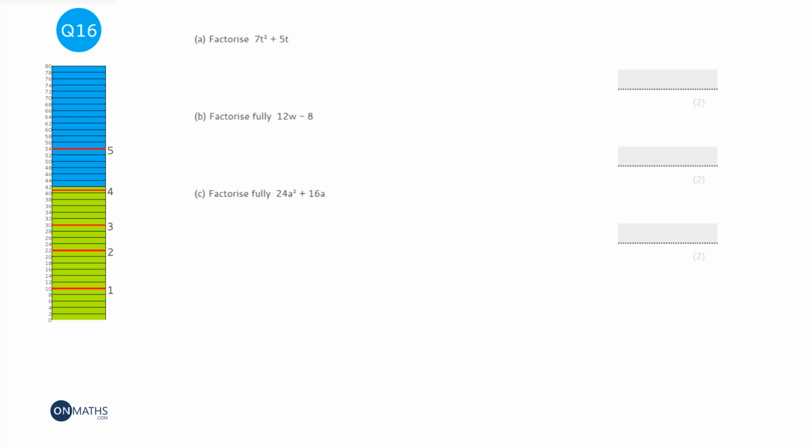Okay, factorize means put it into brackets. So looking at the first one, there's a t I can divide out of both of them, so I put t on the outside of the bracket, but there's no number because 7 and 5 don't have anything that goes into both of them. So I think, what do I times t by to get to 7t squared? Well, it's going to be 7t. And what do I times t by to get to 5t? Well, it's just going to be 5. You can check your answer by expanding the bracket, check it makes 7t squared plus 5t, which it does.